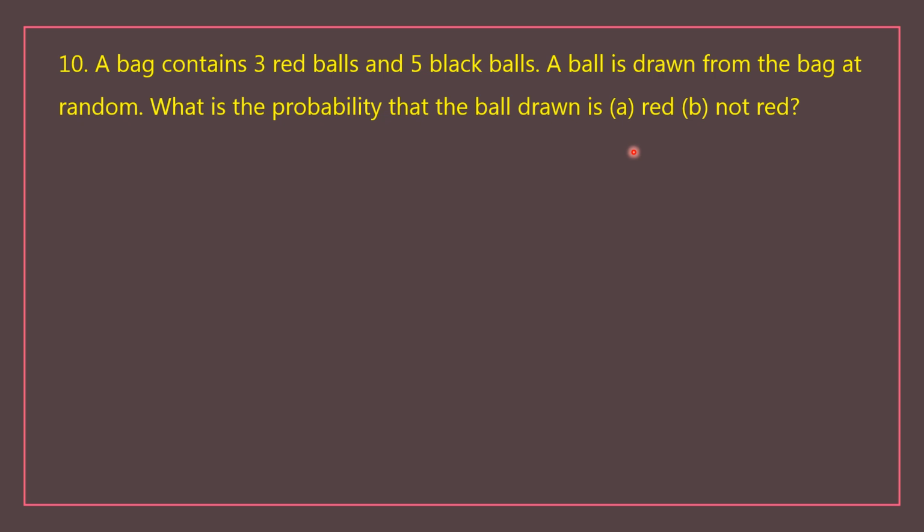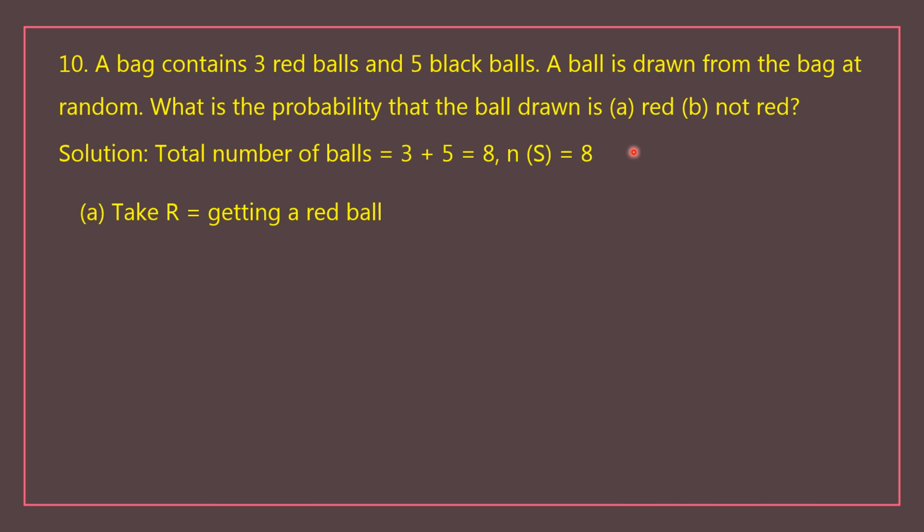Let's solve this. Here, the total number of balls in the bag is 8. 3 plus 5, 8 balls are there. When we pick up a ball from the bag, there is a chance of getting any one ball from the 8 balls. Therefore, here n of S is the total number of balls, which is 8. To find the probability of getting a red ball, let me take R is equal to getting a red ball.